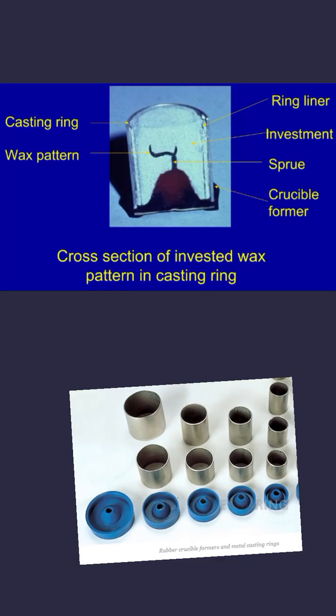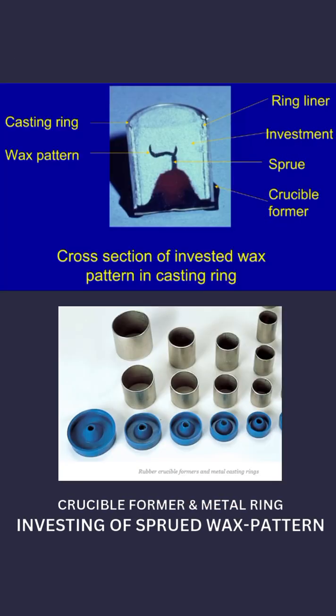Here are some images of a cross-section of an invested wax pattern in a casting ring. You can see the image showing the casting ring, wax pattern, ring liner, investment, sprue, and crucible former, and the image showing the crucible former and metal ring for investing a sprued wax pattern.